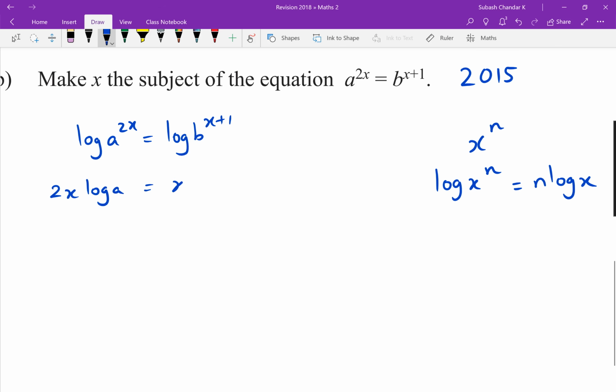2x log a equals (x plus 1) times log b. Takes logs of both sides and multiplies by indices. Yes, that's achieved. Takes logs of both sides and rearranges. Okay, now here's the thing though. How are we going to get rid of that right-hand side?